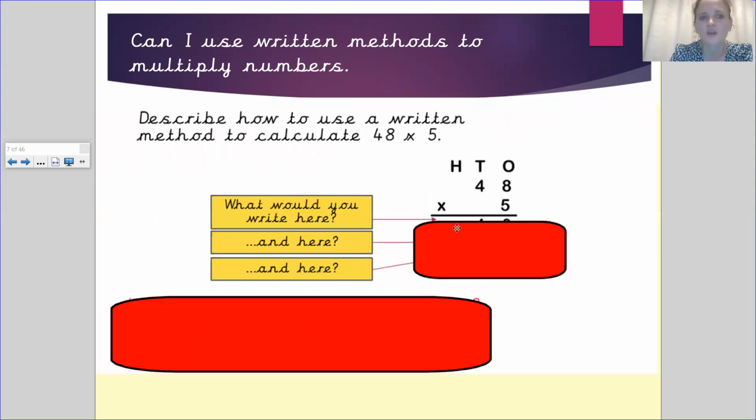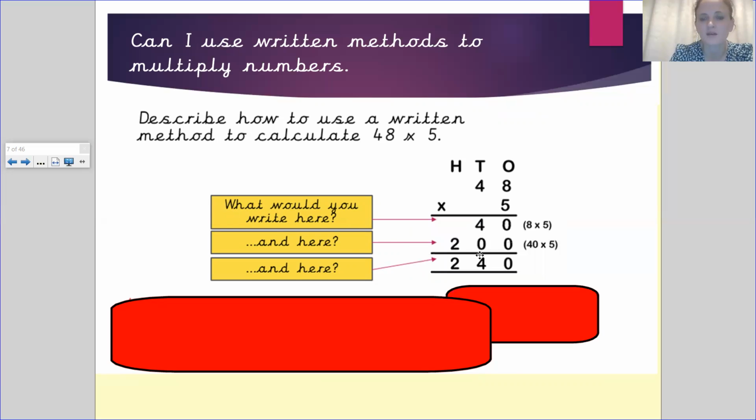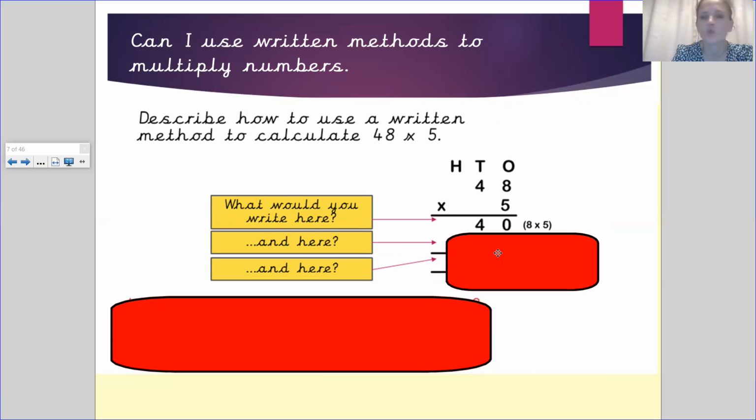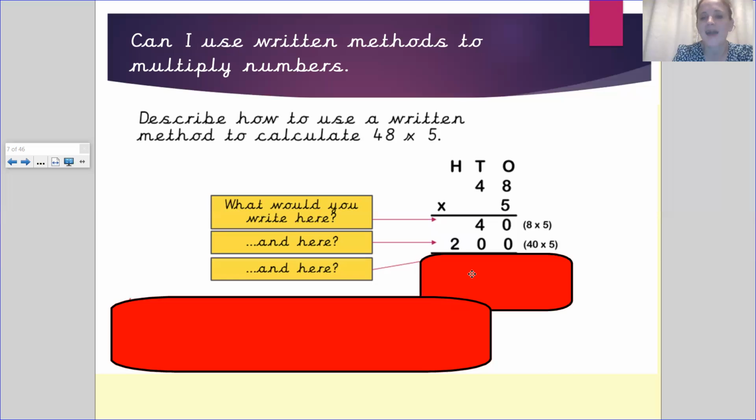So describe how to use a written method to calculate 48 times by 5. What would you write here? What would you write there and there? So think about the one that we've just looked at. Okay, so you're starting with your ones. So you would say 5 times by 8, which gives me 40. You would then say 5 times by 40, which will give me 200. And then you would add those two numbers together to get a total of 240.